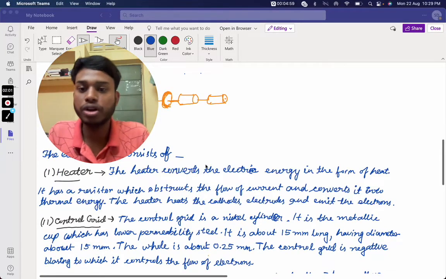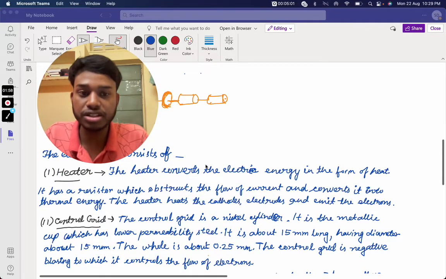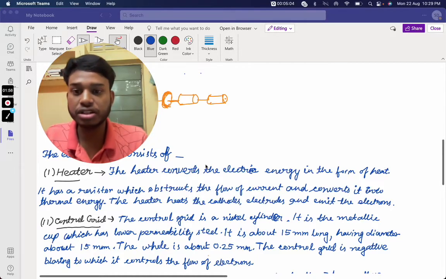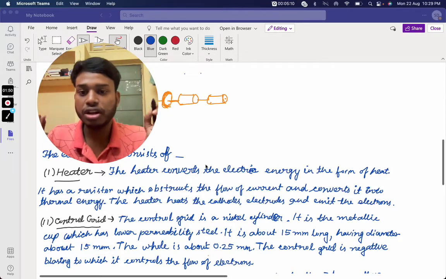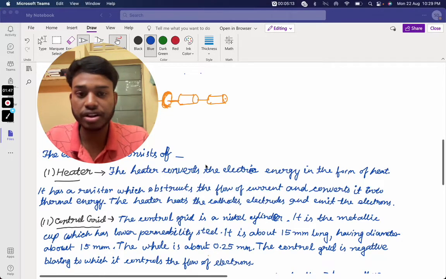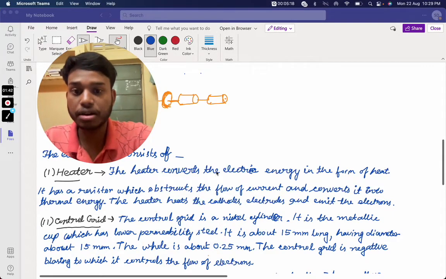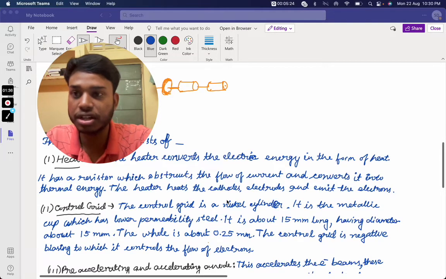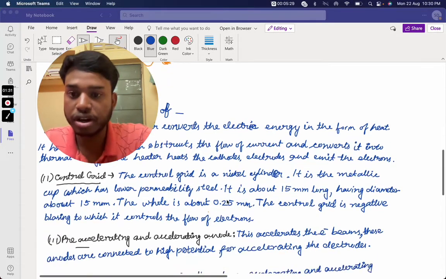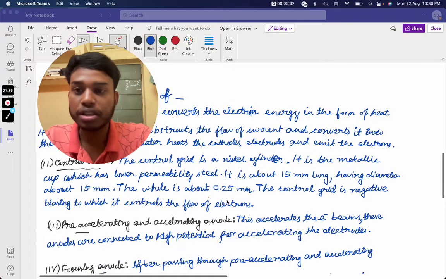So what does the heater do? The heater basically converts electric energy into heat. It has a resistor which obstructs the flow of current and converts it into thermal energy. The heater heats the cathode, and the electrodes emit the electrons. The control grid is a nickel cylinder. It is a metallic cup made of low permeability steel. It is about 15 millimeter long, having a diameter of about 15 millimeter, and the hole is about 0.25 mm. The control grid is negatively biased, and it controls the flow of electrons.